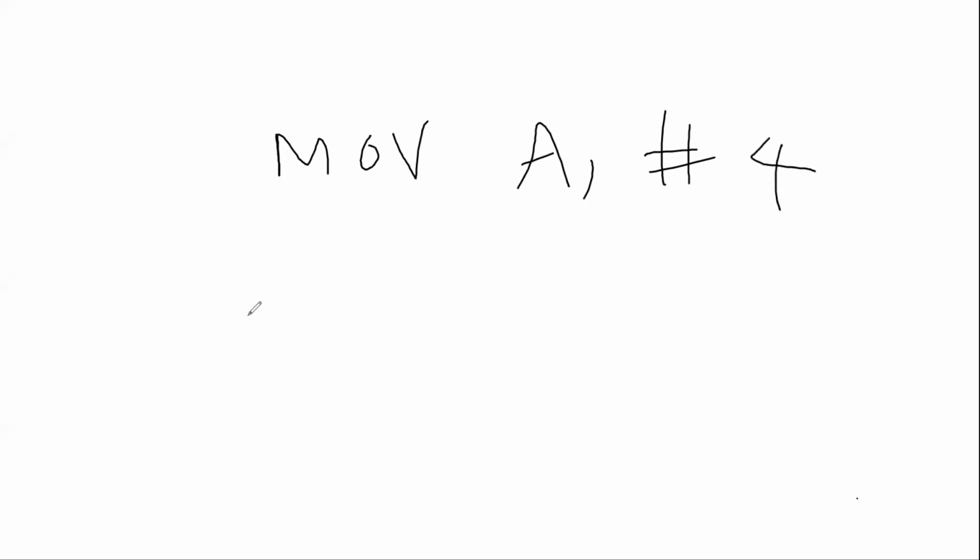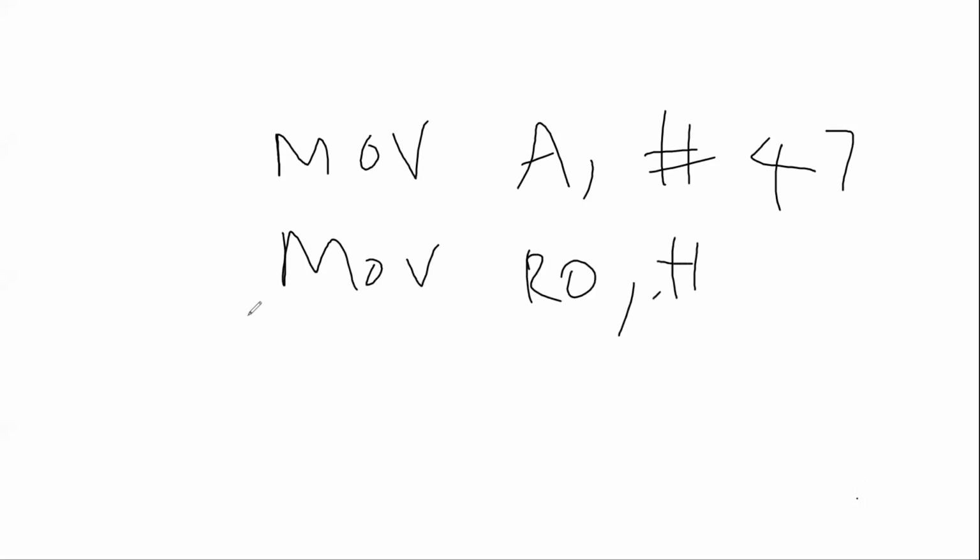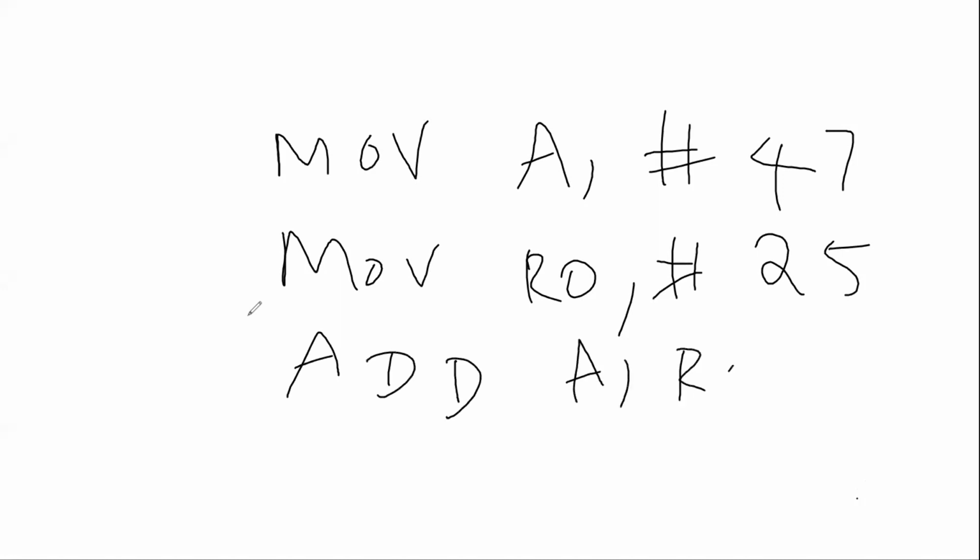Okay. So move A comma hash 47. Then move R0 comma hash 25. Now I have to add the two BCD numbers. We all know what I can put. Add A comma R0. I have to add 47 plus 25.